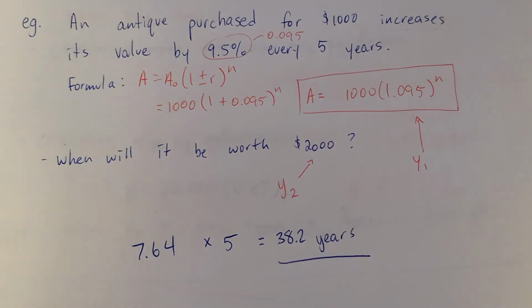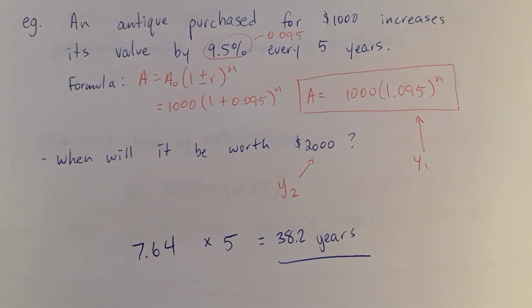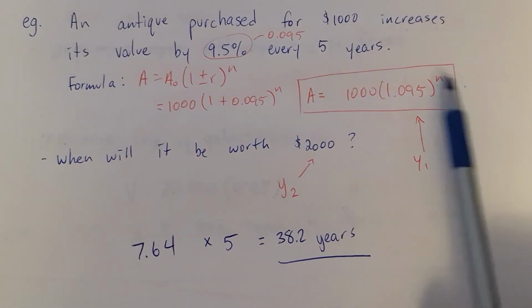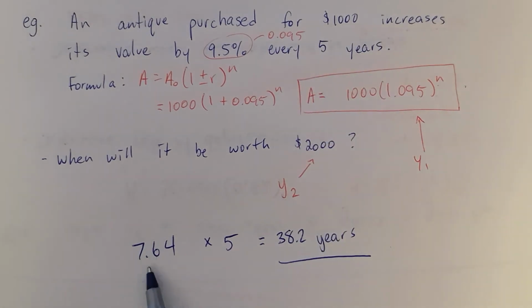Okay, and I'll just talk about that a bit more. N isn't always the number of years, it's just been like that because we've done fairly simple examples. This time n is every 5 years. So if you get n as 7.64, that means 5 years has gone by that many times. Just multiply by 5, you'll get the number of years.